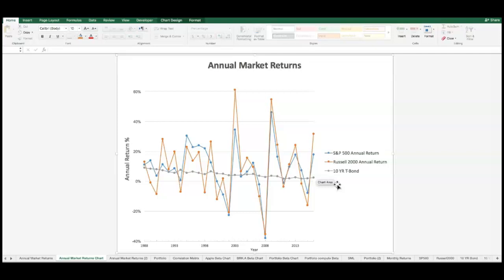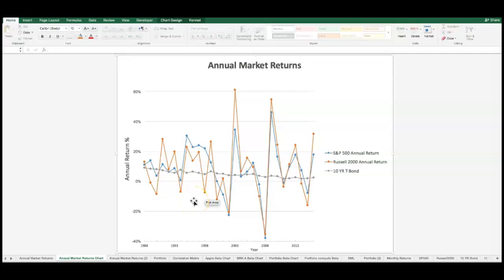And it's quite clear if you look at the orange values there that the Russell 2000 has more variability. In other words, it tends to have lower lows and higher highs. Not all the time, but most of the time. So the Russell 2000 as a measure of small company stocks, we can see small company stocks are riskier than large company stocks. The small company stocks in the Russell 2000, large company stocks in the S&P 500.